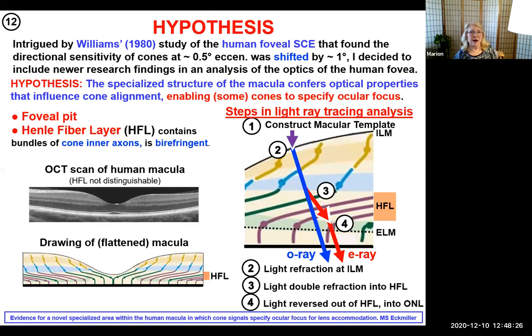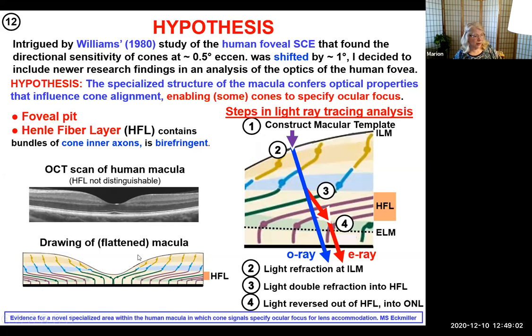Okay, so I was following up on Williams' study in 1980, and I hypothesized that the specialized structure of the macula confers optical properties that influence cone alignment, enabling some cones to specify ocular focus. So we're talking about the foveal pit, the Henle fiber layer, which contains bundles of cone inner axons and is birefringent. By OCT in the human macula, the HFL layer is not distinguishable.